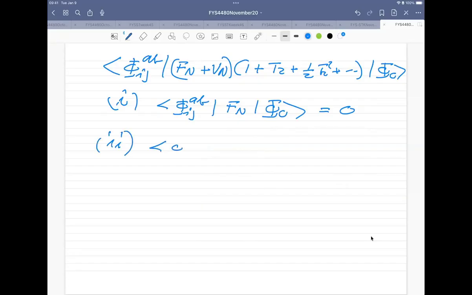Anyway, so this term here has to be 0. So let's look at the next one and see if we can keep being relaxed and not doing any calculations.